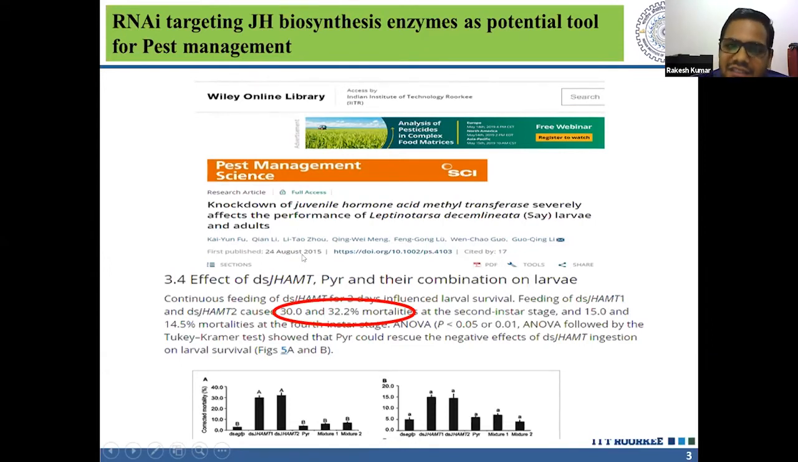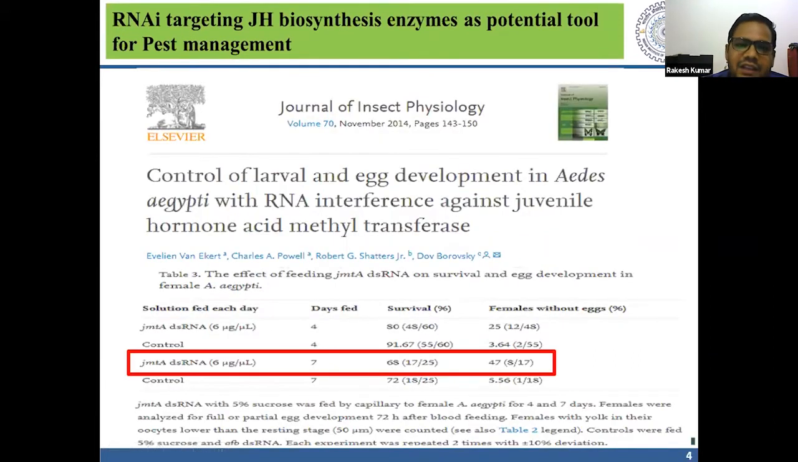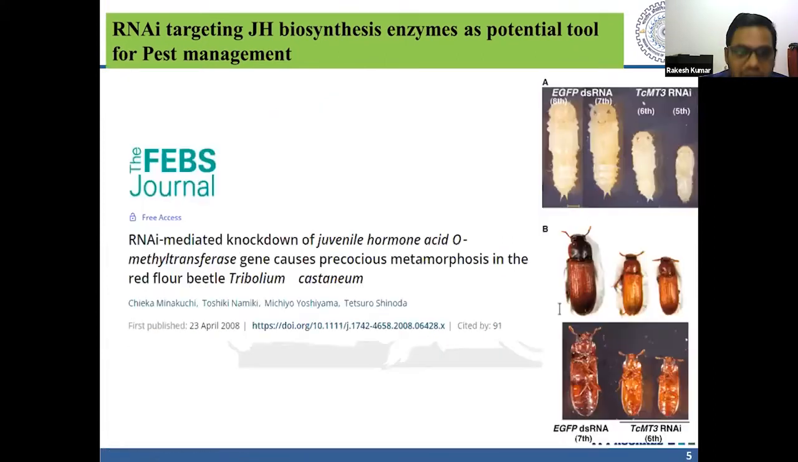So these are a few reports that have already been published showing the importance of juvenile hormone acid methyltransferase in insect metamorphosis and reproductive maturation. Some studies show that knockdown of the enzyme in Lepidoptera gave around 30% mortality. Similarly, in Aedes, the yellow fever mosquito, RNAi-mediated silencing severely interfered with larval growth and egg development.